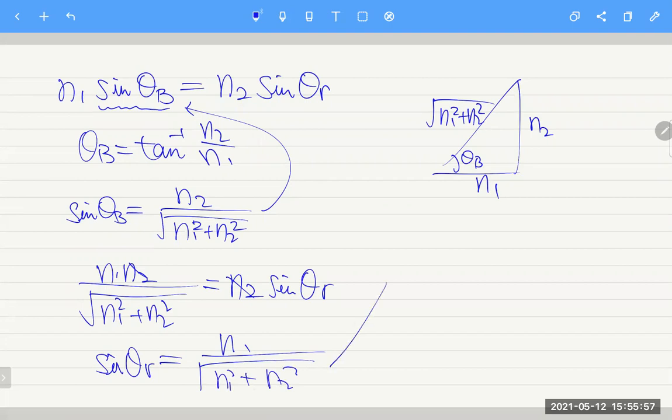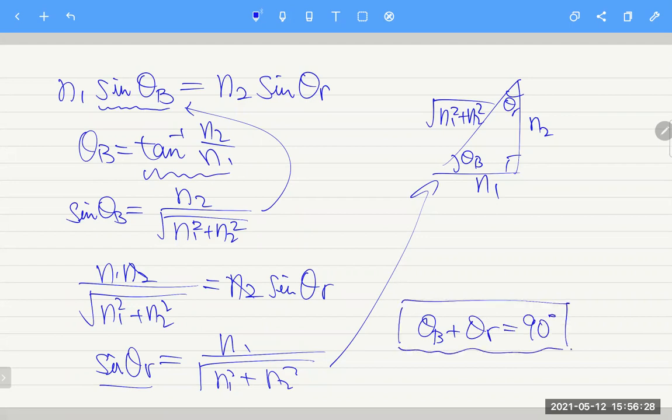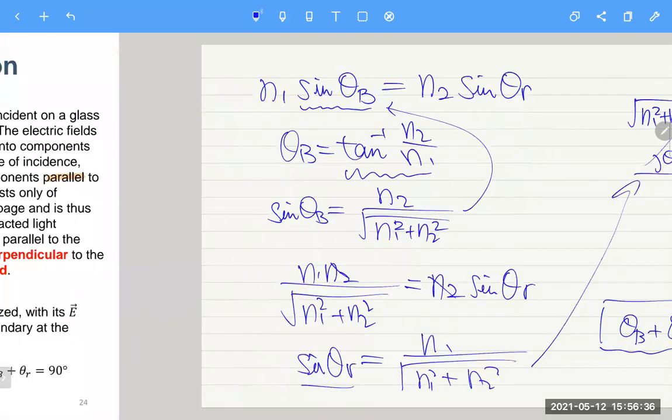And if you look back to this figure, this is the right angle triangle. And if sine of theta R is N1 over the square root of this term, which means that this one should be theta R. Which means that as much as theta B equals this value, it implies that theta B plus theta R should be 90 degrees. So this is the Brewster angle.